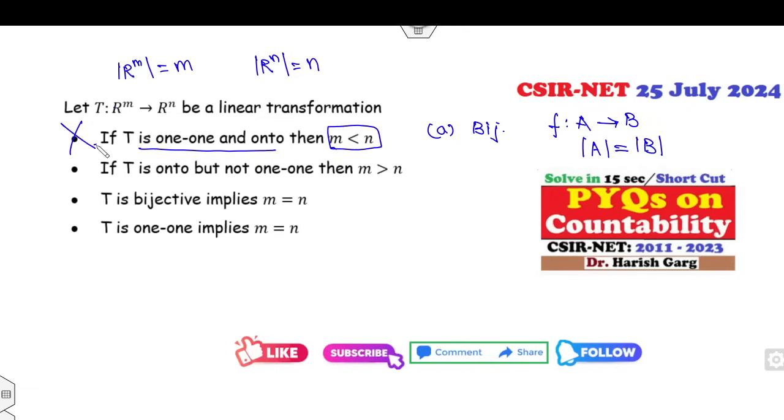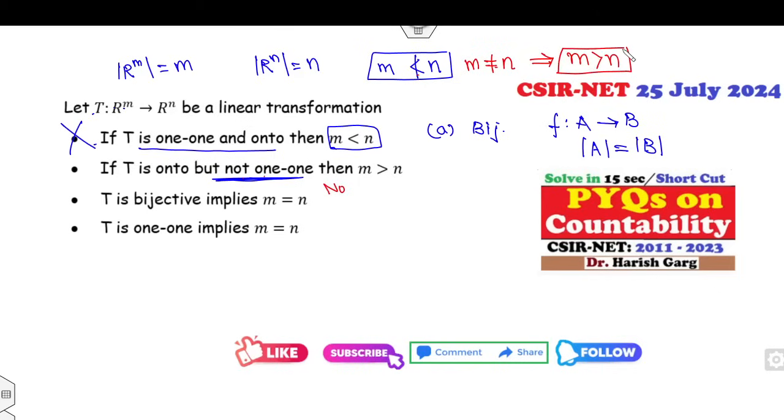Fine. Now T is onto. When is T onto but not 1-1? If T is not 1-1, that means m is not less than n. Fine. That's the meaning of this. And because it is not 1-1, it means it is not bijective. If it is not bijective, that means m is not equal to n. So the only case left is m is greater than n. And that is also satisfied for the onto. Yes, this is satisfied.